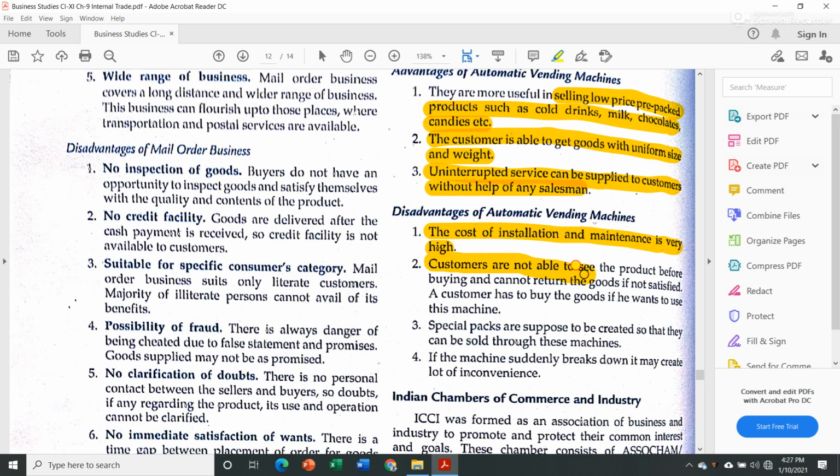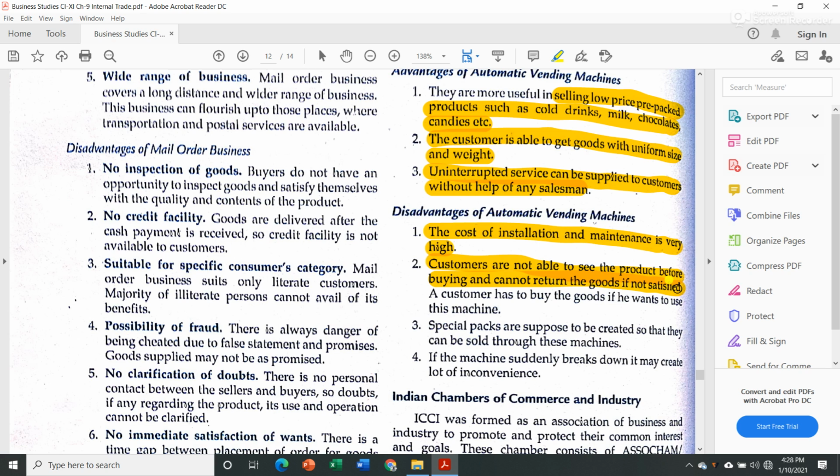Then customers are not able to see the product before buying and cannot return the goods if not satisfied. Now when you see any particular product in an AVM, you cannot check the quality. Like when we visit a shopping mall, if we like a particular book, you can simply open up that book and see the quality of paper, whether the book is colored or black and white, you can check those things.